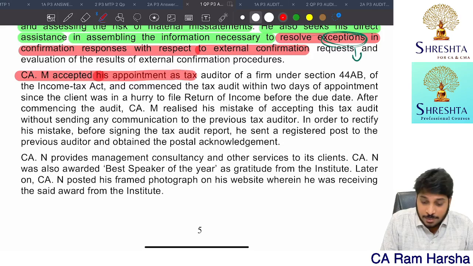CA M accepted his appointment as tax auditor of a firm under 44AB of the Income Tax Act and communicated the tax audit within 2 days of the appointment, since the client was in a hurry to file the return of income before the due date.